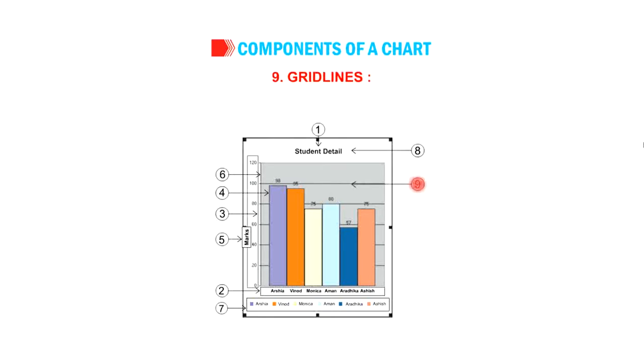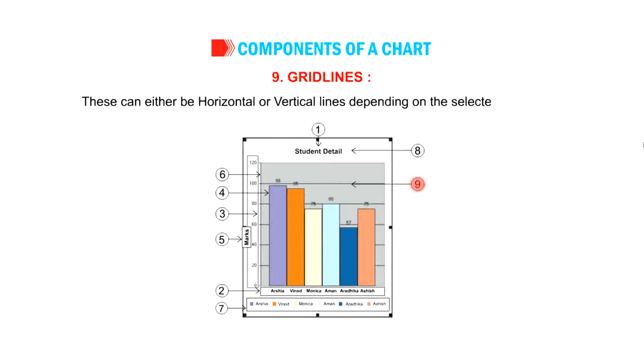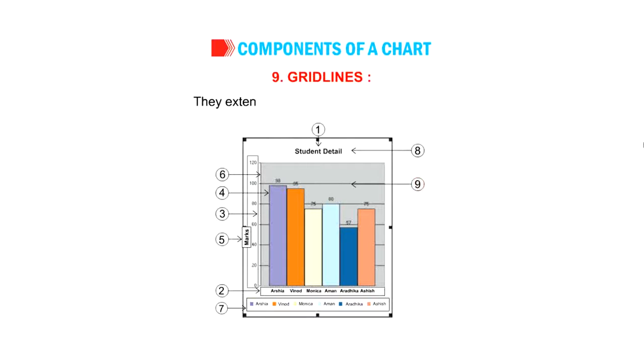Number 9. Grid lines. These can either be horizontal or vertical lines depending on the selected chart type. They extend across the plot area of the chart. Grid lines make it easier to read and understand the values.